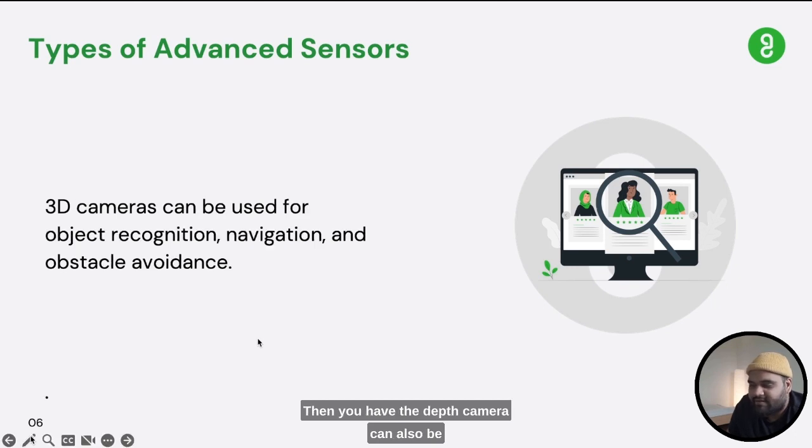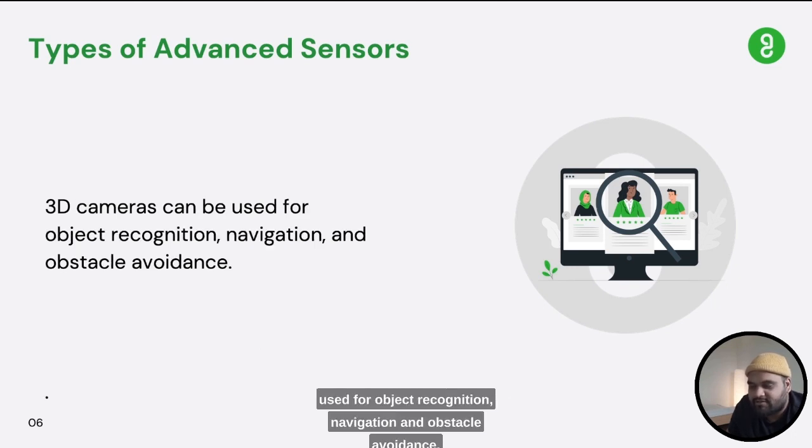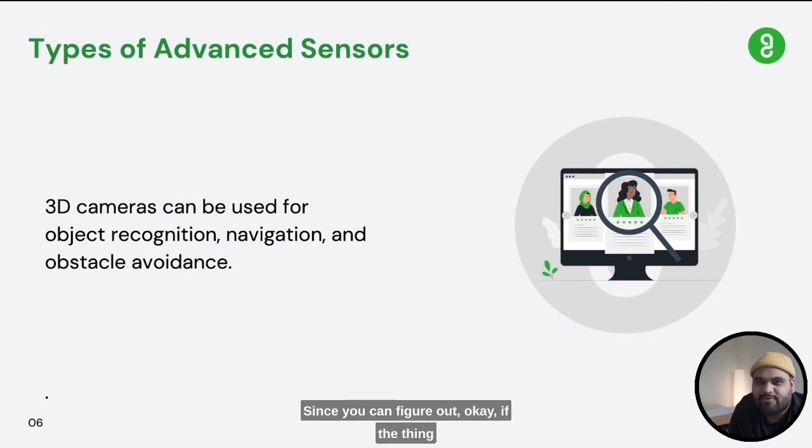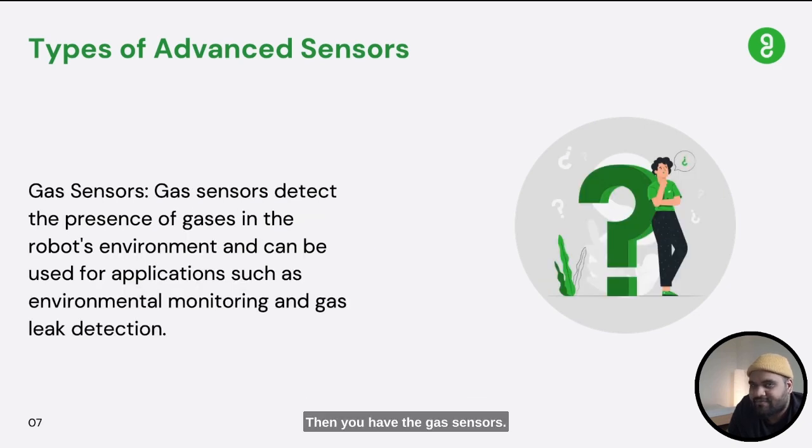The depth camera can also be used for object recognition, navigation, and obstacle avoidance. Since you can figure out whether something is close or far, you can say there's an obstacle on the way. So you can automatically align the robot in such a way that they don't collide with each other. Then you have the gas sensors.